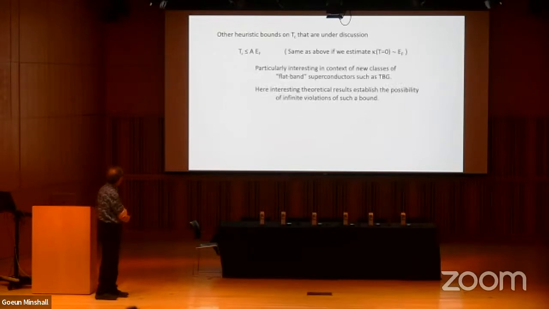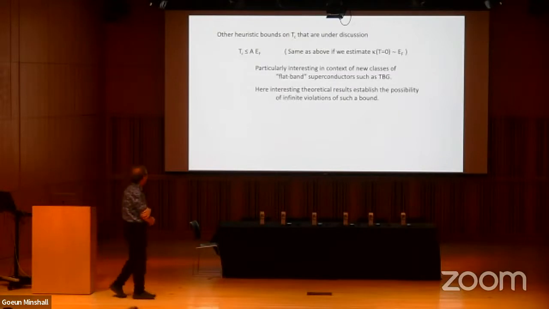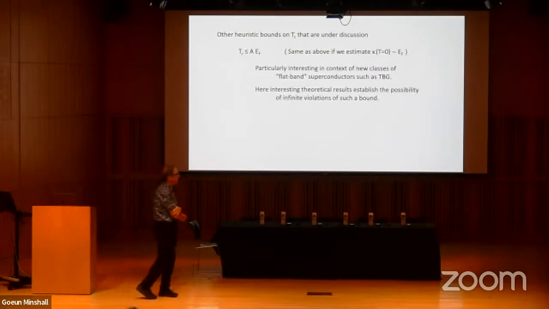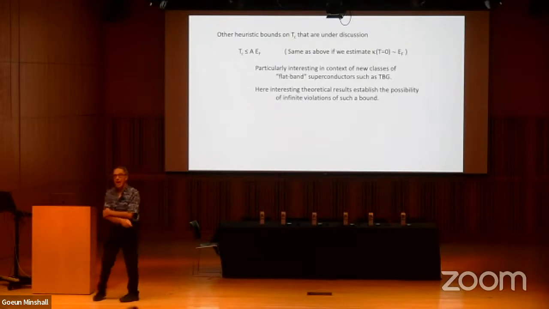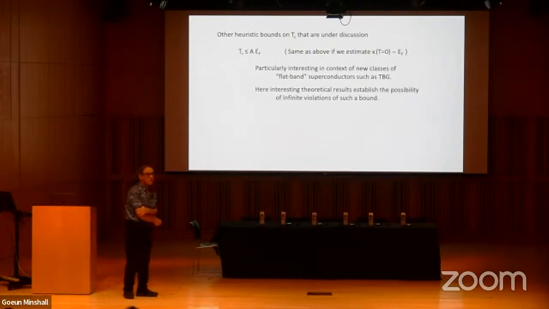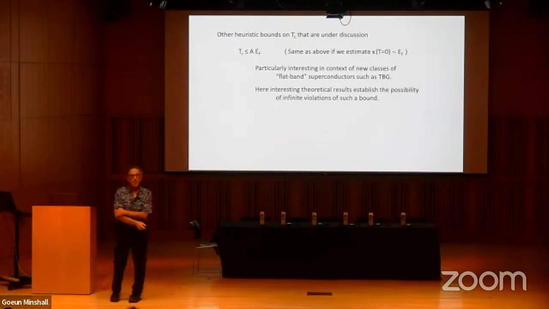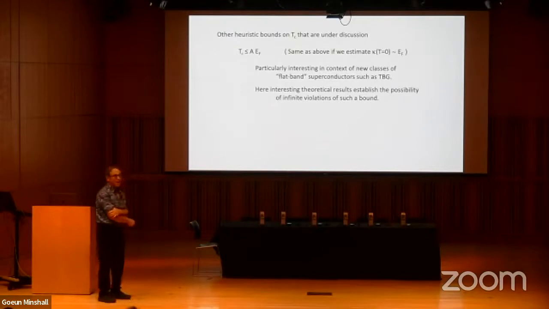Just very quickly, there are other bounds that become interesting. There's a suggestion that TC should be bounded above by the Fermi energy or the bandwidth. People have been studying so-called flat band superconductors, of which the most prominent now is twisted bilayer graphene. That's what TBG is. So here, the interesting thing is that we've been able to show that you can violate this bound by an arbitrarily large amount.